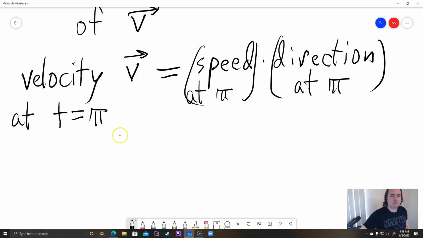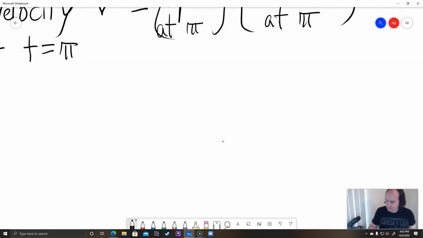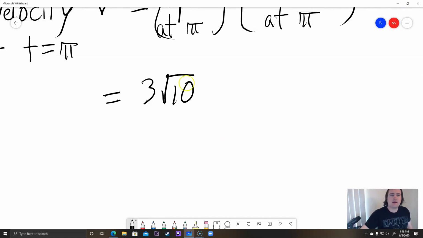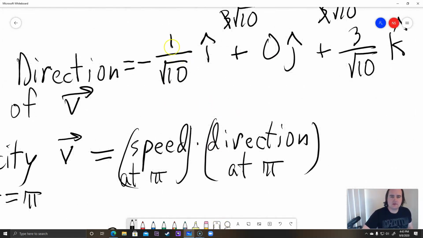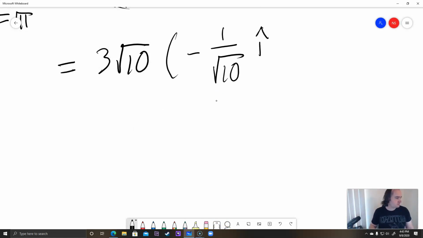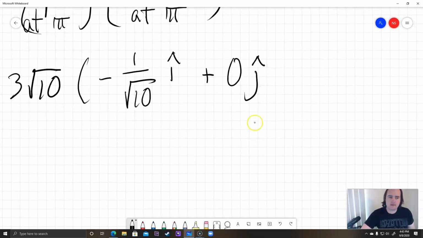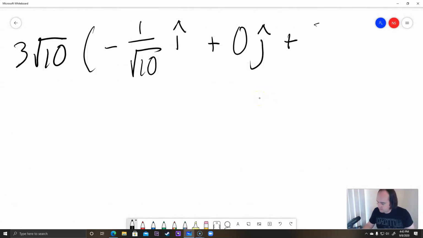But we already calculated those. So to write our answer, we write the speed, which is 3 root 10. Okay? So it's going to be 3 root 10 is our speed times our direction. So our direction was negative 1 over root 10 times i. Plus 0j. Okay. Plus 3 over root 10 times k.